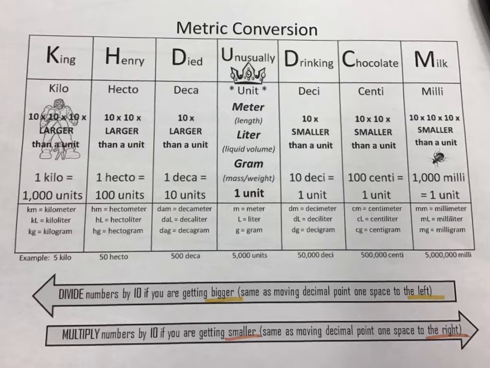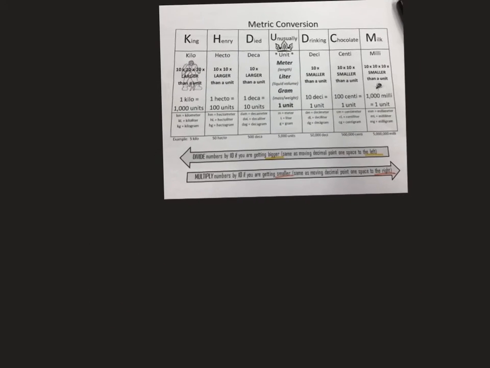And then here on the bottom, you see that if you are going from a smaller unit to a larger unit, you're going to move your decimal point however many spaces to the left. So let's say we're going from a decimeter to a kilometer. That means we're going to move 1, 2, 3, 4 decimal places to the left. So let me shrink this and let's do an example.